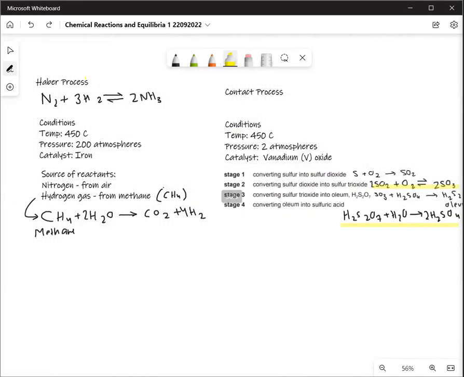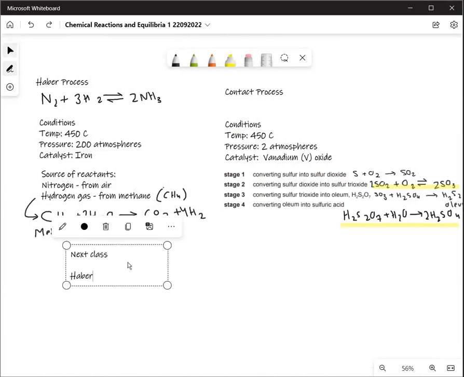Now we look at Haber process, nitrogen catalyst later. What are we looking at in the next class? Next class. Haber, all the processes, Haber process, contact process, partial questions, and nitrogenous fertilizers. That's all.